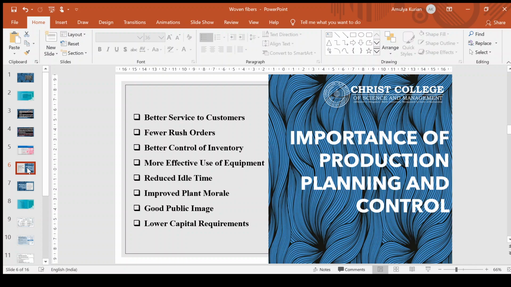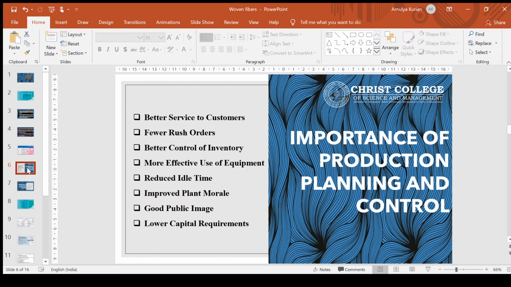Then good public image. If there is a proper system of production planning and control, it will ensure systemized operation in an organization. And if we have systemized operations in an organization, it will lead to customer satisfaction, which will lead to increased sales, increased profit, industrial harmony, and ultimately a good public image.